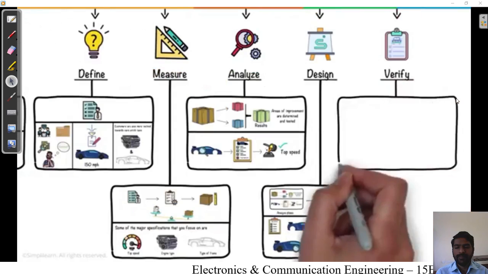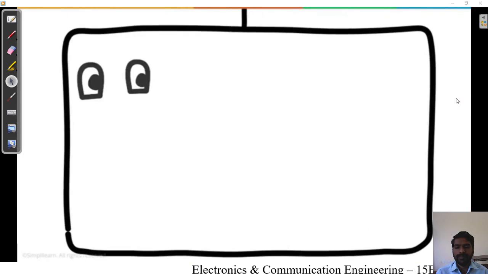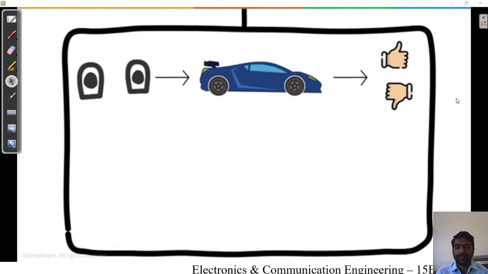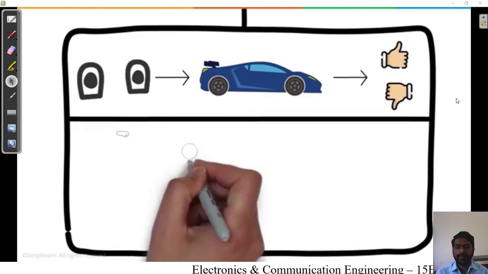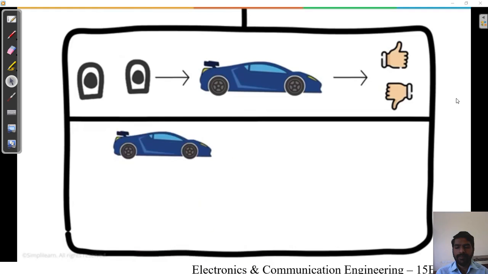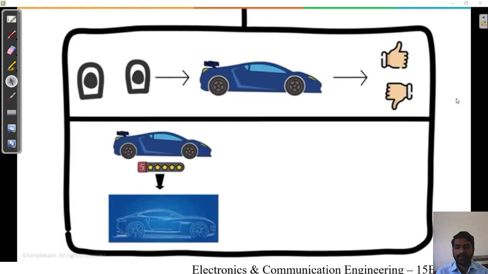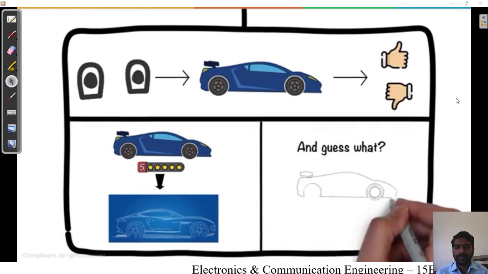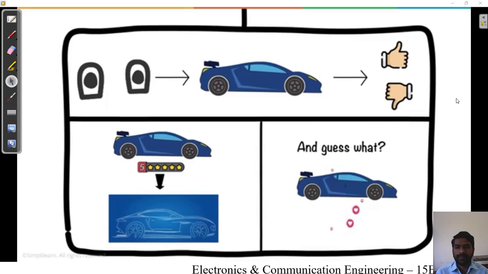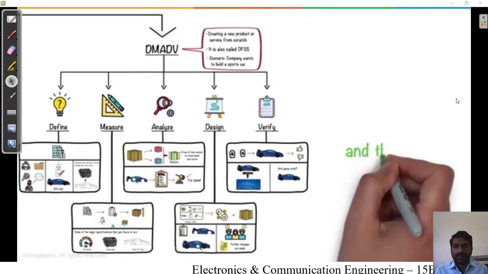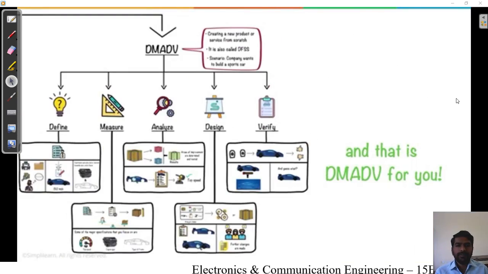And finally, in the verify phase, you check whether the end result meets or exceeds customer requirements. Once you launch your brand new sports car, you collect customer feedback and incorporate it into future designs. And guess what? Your customers are loving the new design. And that is DMADV for you.